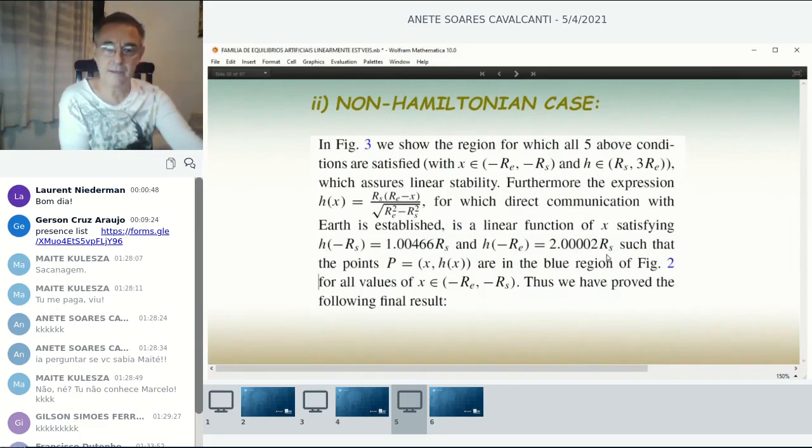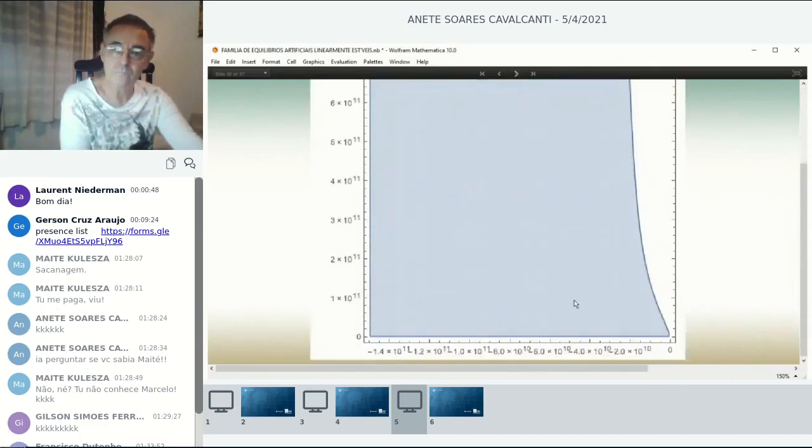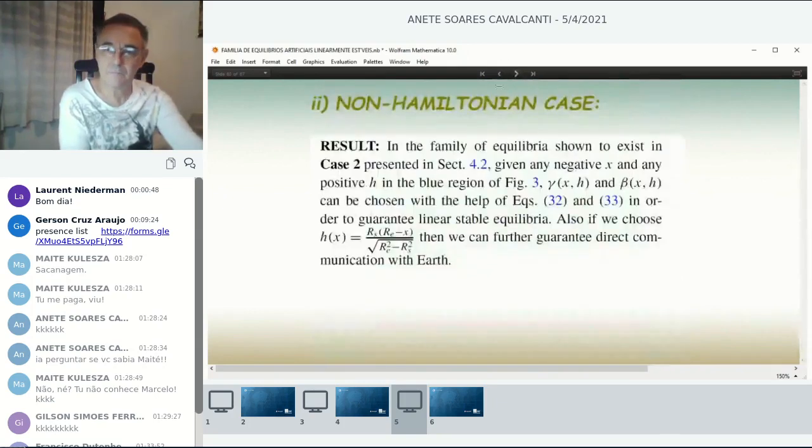The values in the extremes are calculated here to show that the point given by P, oh, here is missing the y, right? y is equal to 0. The point given by x, y equals 0, and h of x given by this expression is inside the region, the blue region given by figure 3 here. So, which means that, let me see if I put this as a, yes. So I have this result here.